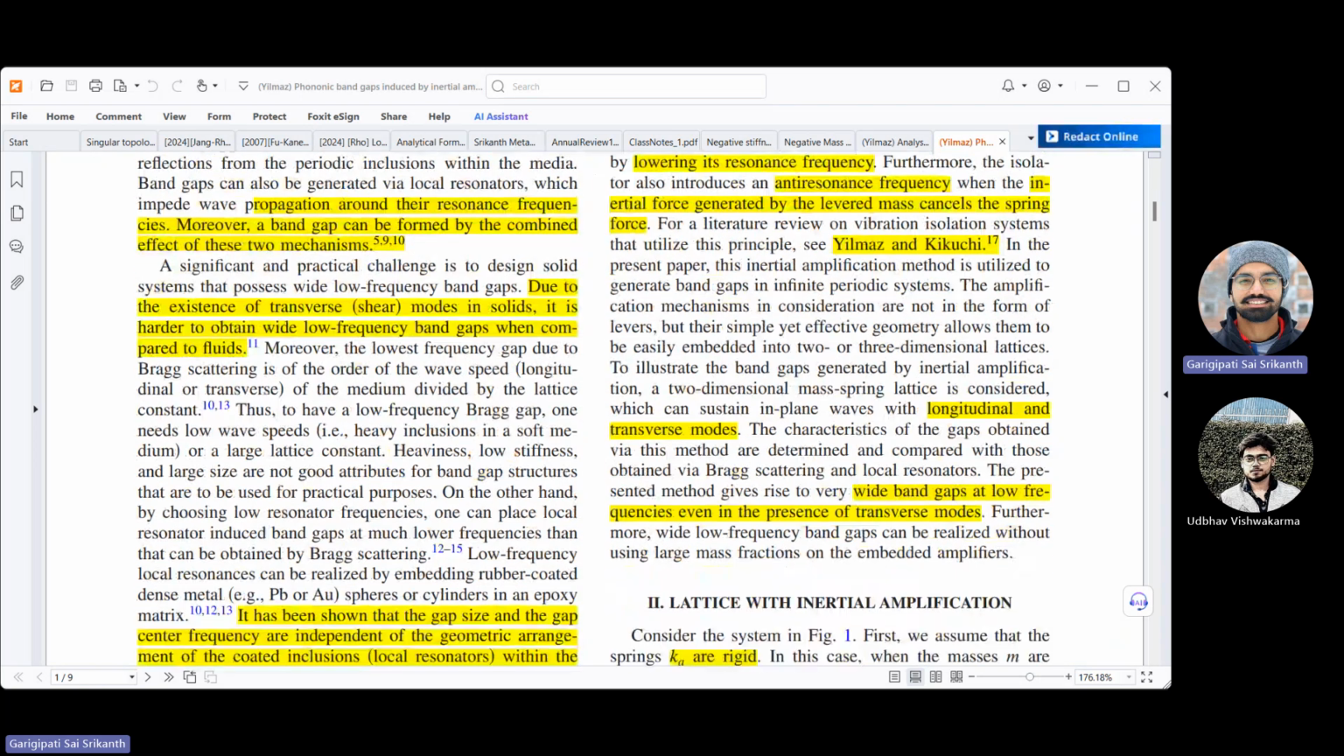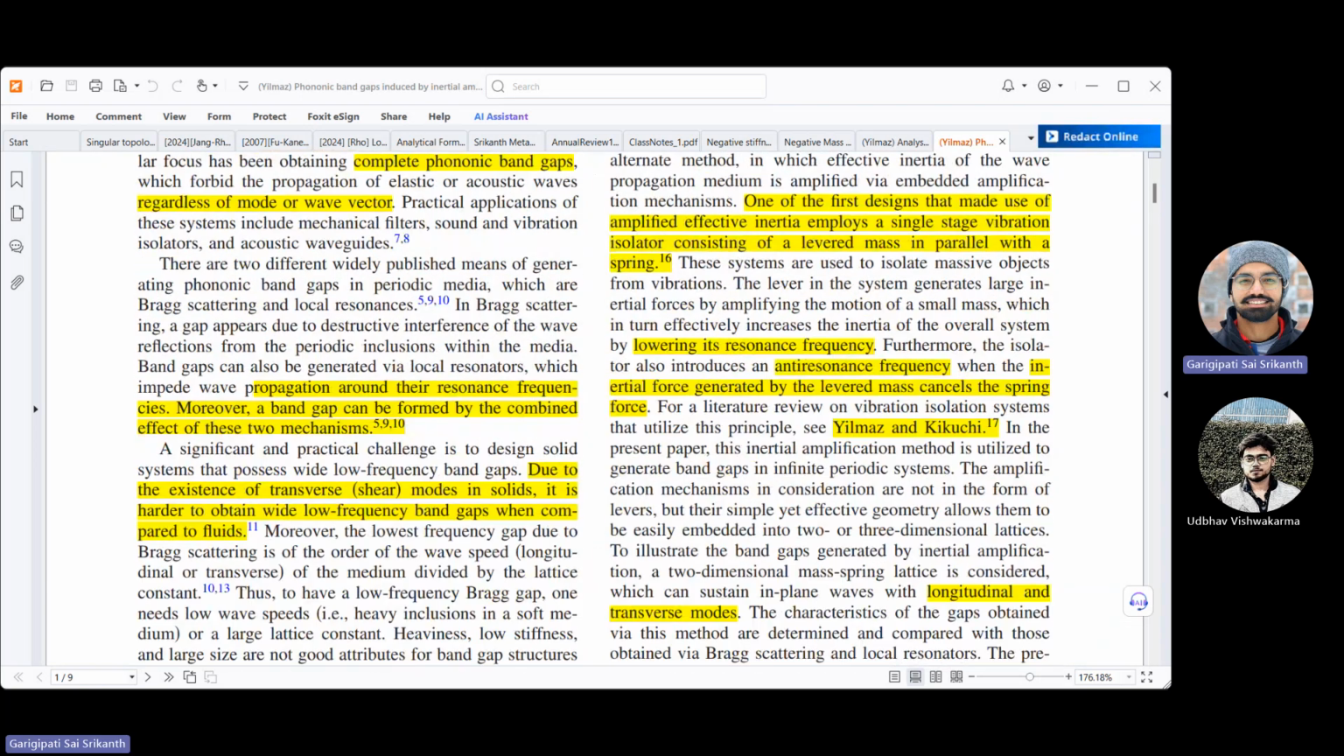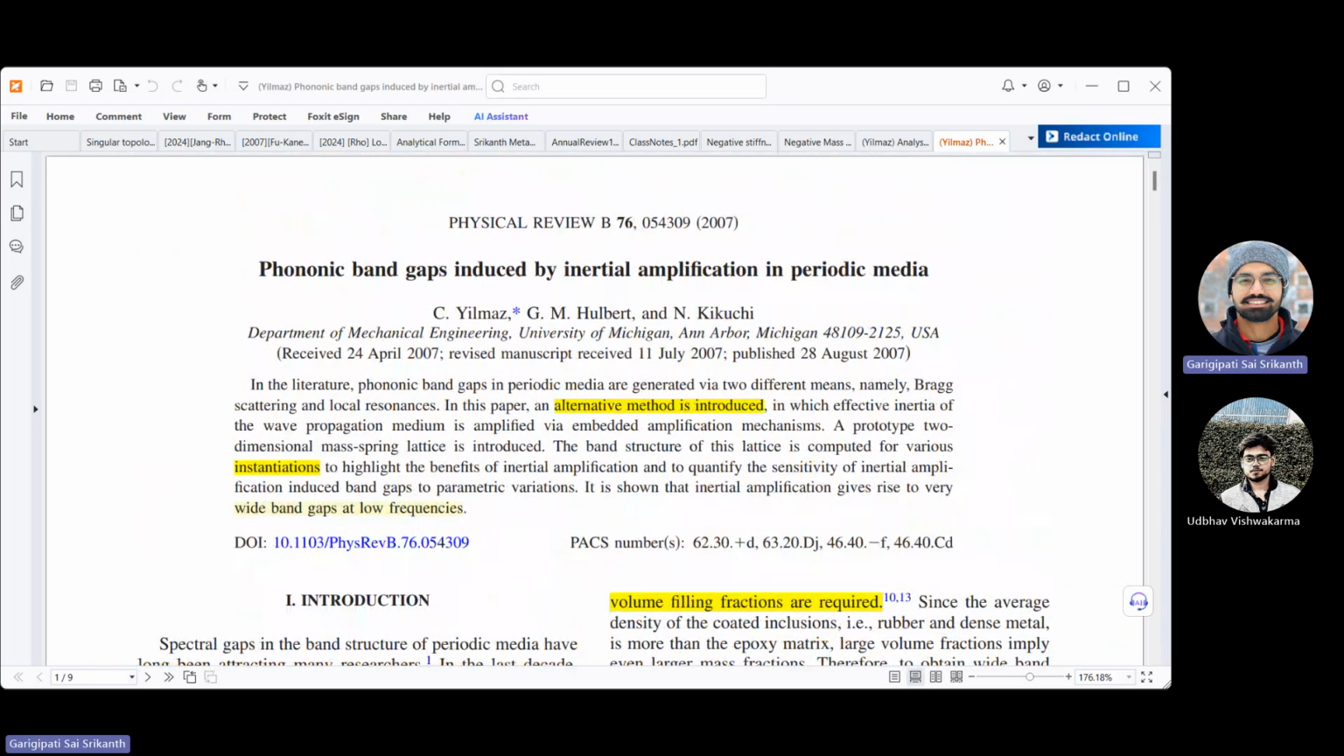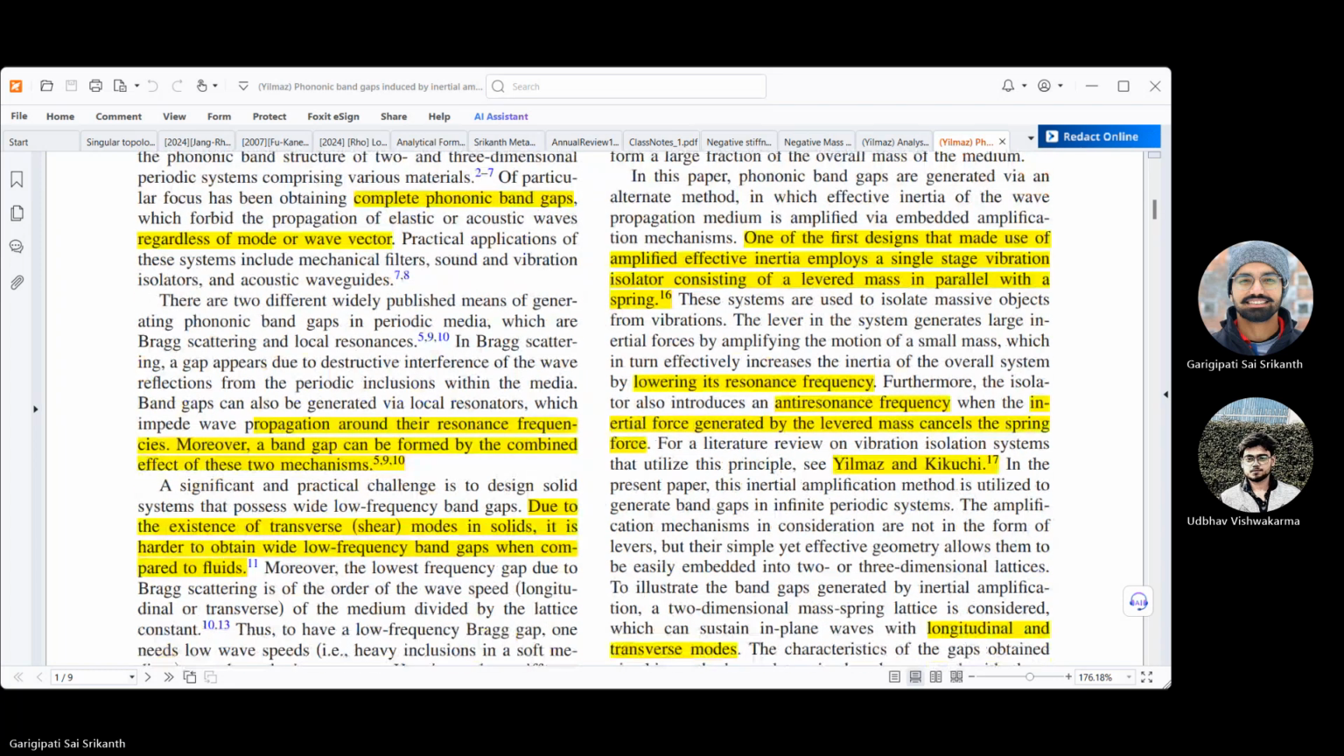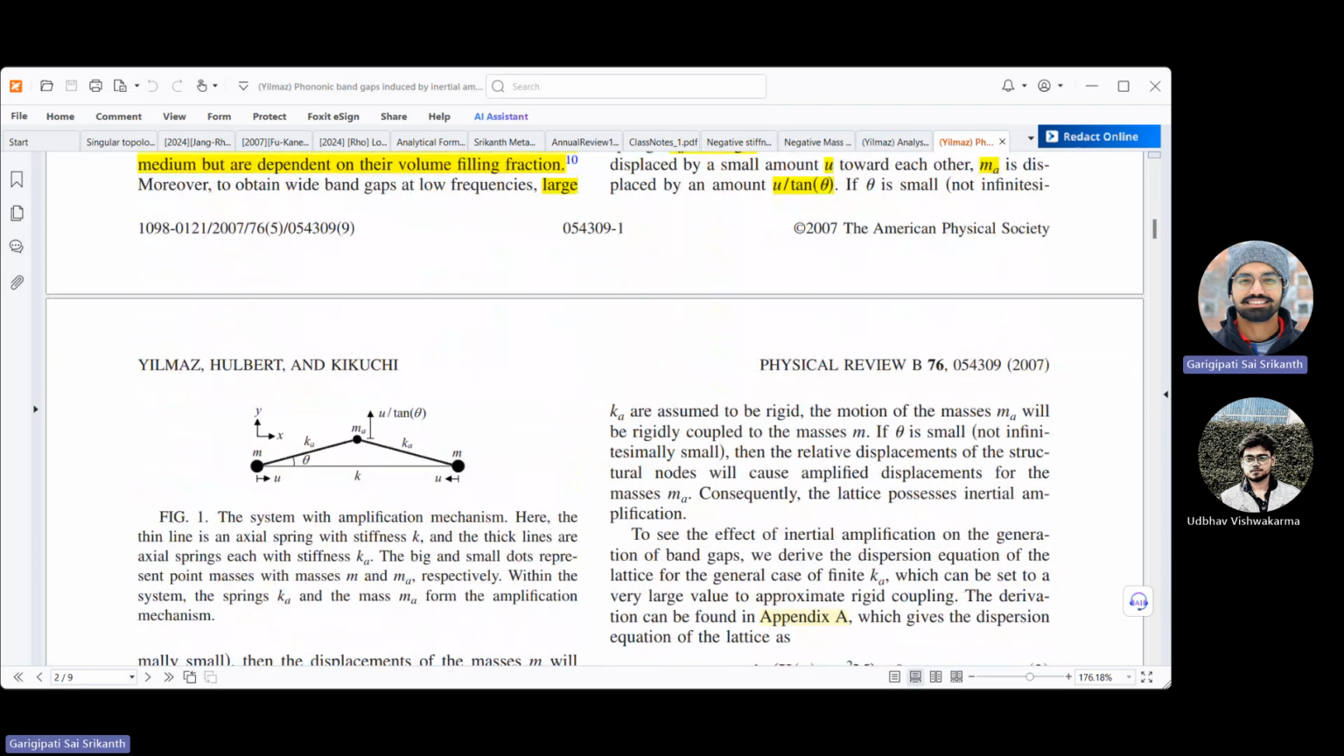So now this is the next paper: Phononic band gaps by inertial amplification. So in the first paper, I think inertial amplification was hinted at, but it was not really fully used in a periodic crystal. The systems they were dealing with were still finite systems, not crystals.